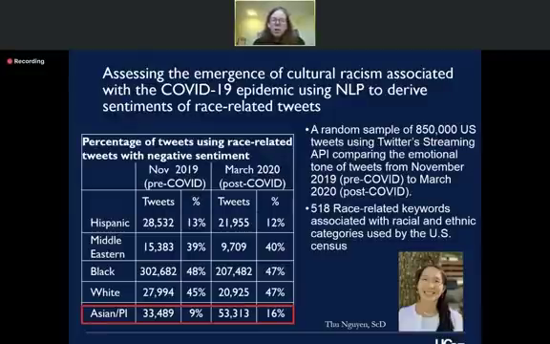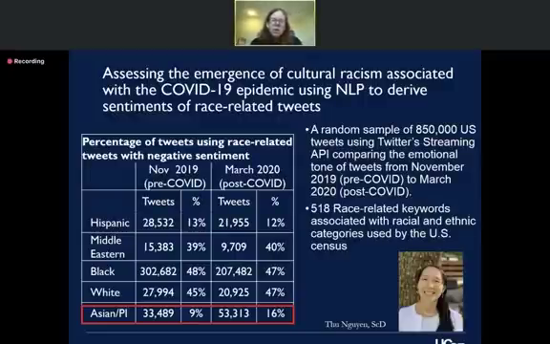Specifically, they use a Twitter stream, with almost a million tweets, and Twitter has an API, so you can download those. They identify the race-related tweets, including formal terms and also slang and slurs, so that they can identify all of the relevant tweets. Then they characterize the sentiment as positive or negative, and compare before the emergence of COVID to after the emergence of COVID.